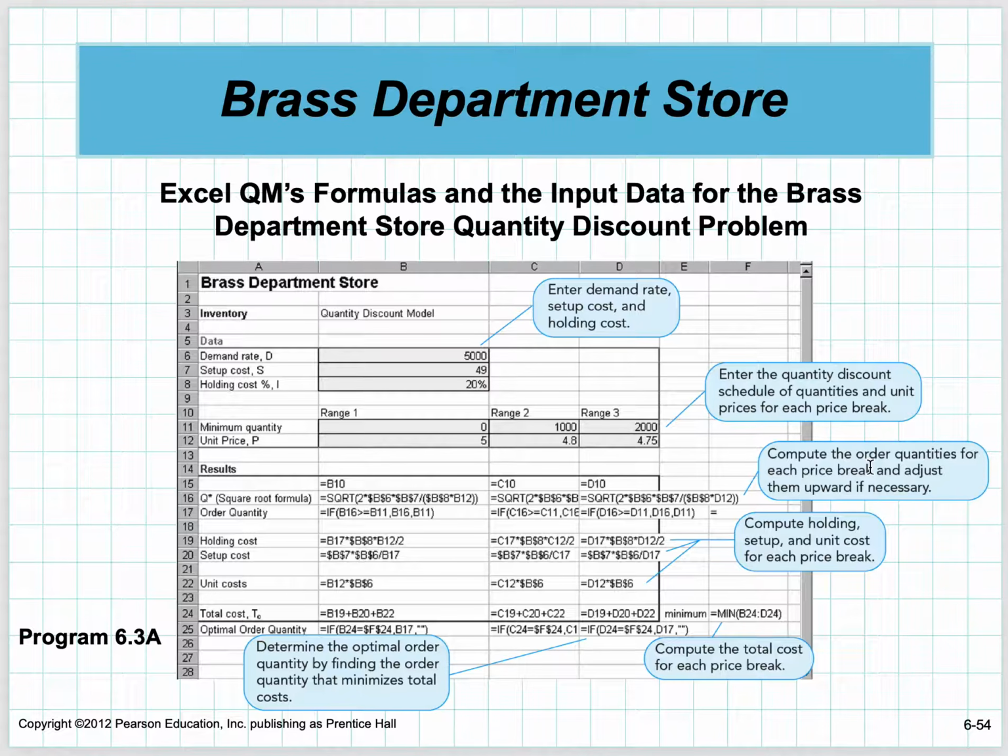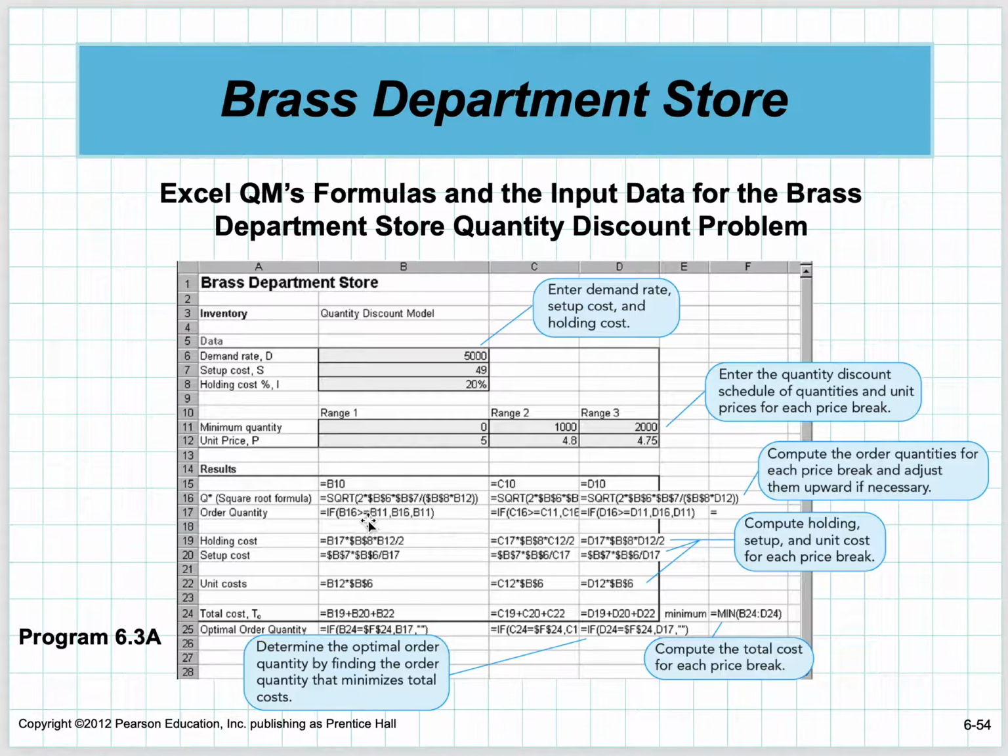Now, of course, why do it by hand when you have QM? You would put your 5,000 in, you would put your holding costs, and you would put your range. All you got to do is put the bottom number of the range. So we have three ranges, 0, 1,000, 2,000. I put in my unit price 5, 4.8, 4.75, and it goes through all these calculations.